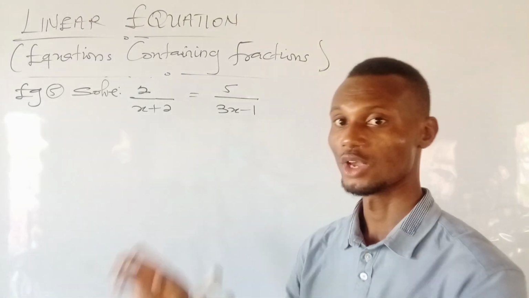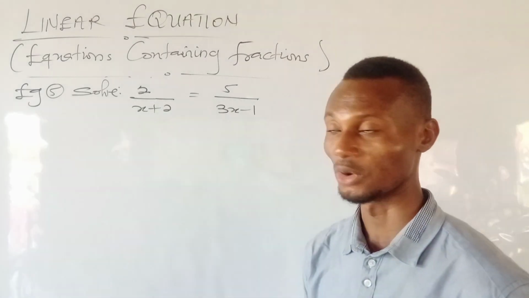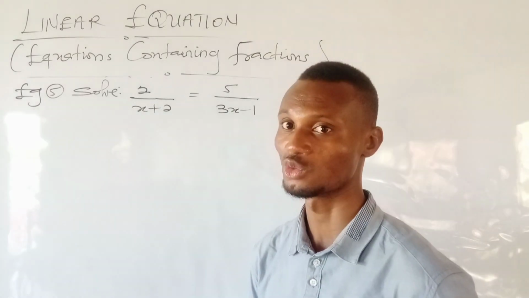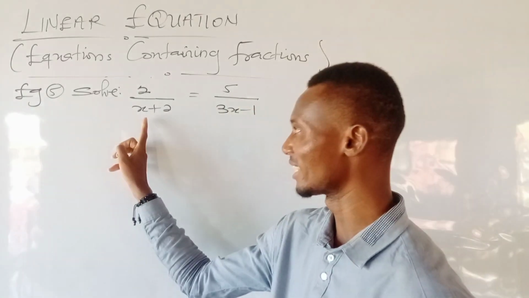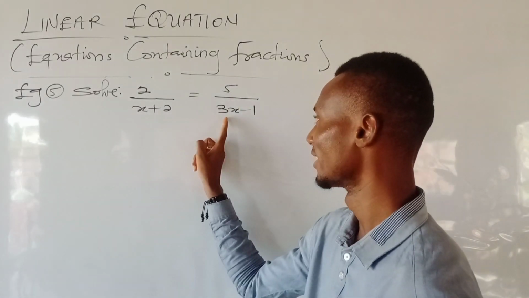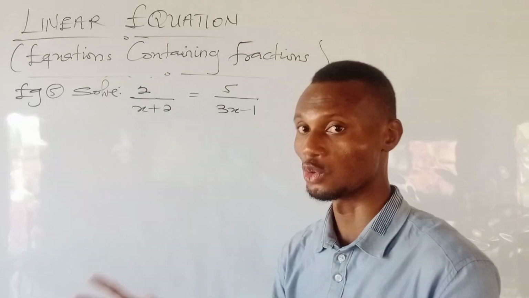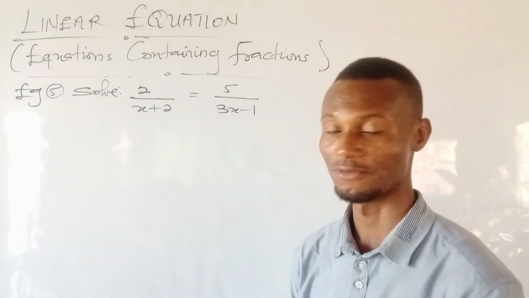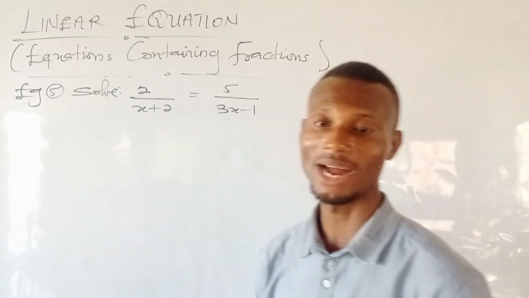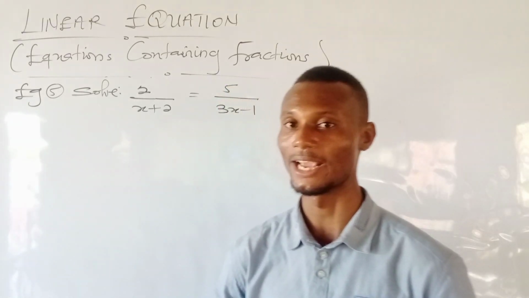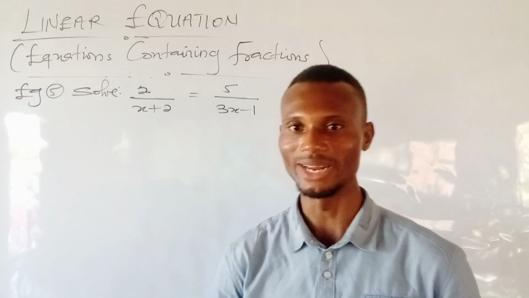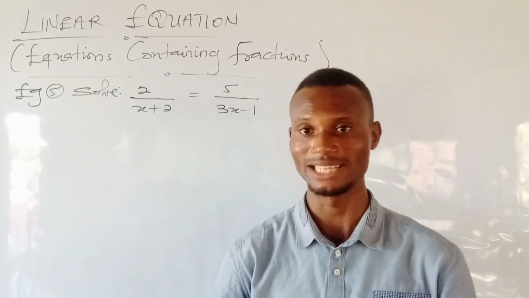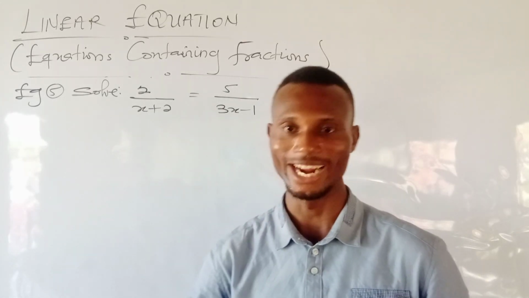As usual we multiply through by the LCM. But how do you get the LCM for this one? The LCM is simply the multiplication of this s plus 2 and this 3s minus 1. That's how you get the LCM. Very simple. I remember I taught you this under the addition and subtraction of algebraic fractions, where the denominators are not numbers but variables or an expression.